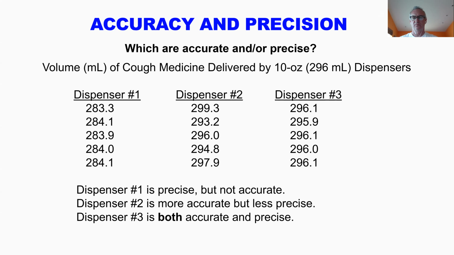3 milliliters is too much, right? Yeah, if you're dispensing medicine, that's an error of more than 1%. You can't have that. It's got to be less than that. For measurements like that, you need to have very, very accurate measurements.